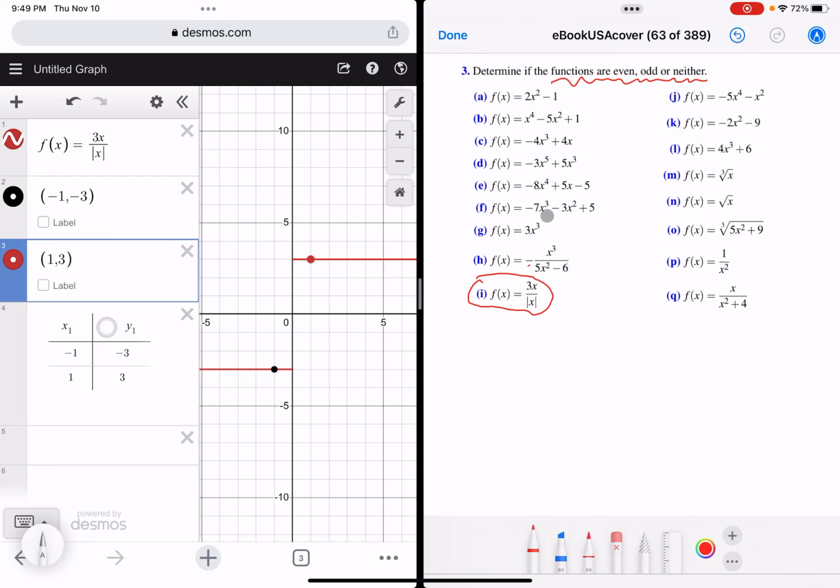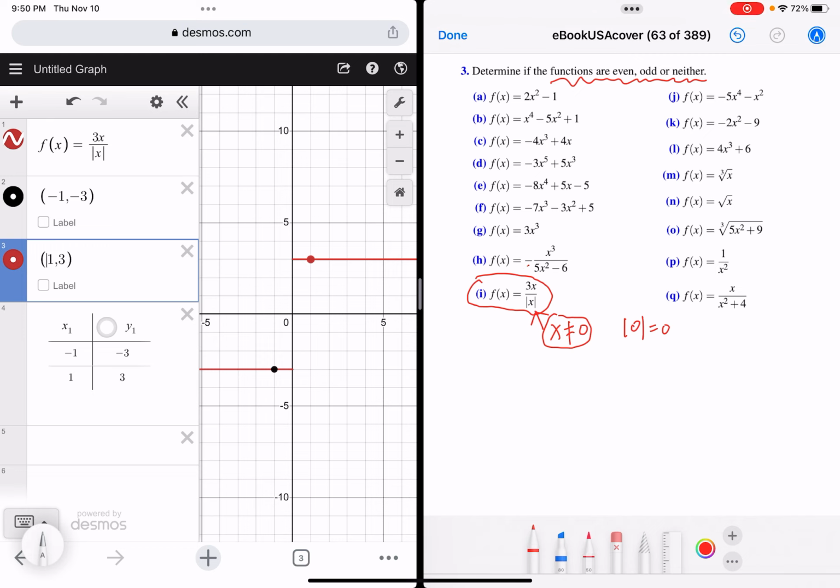First of all, the function is not defined at x equals 0. So x cannot be 0. Because if you plug in 0 here, the absolute value of 0 is still 0. The denominator cannot be 0. So that's why we say x cannot be 0.